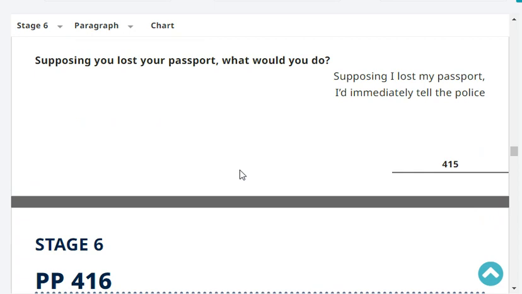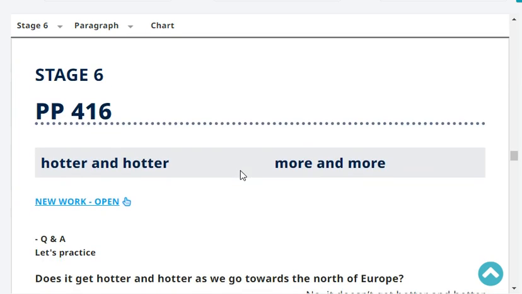Supposing you lost your passport, what would you do? Supposing I lost my passport, I'd immediately tell the police. Very good.